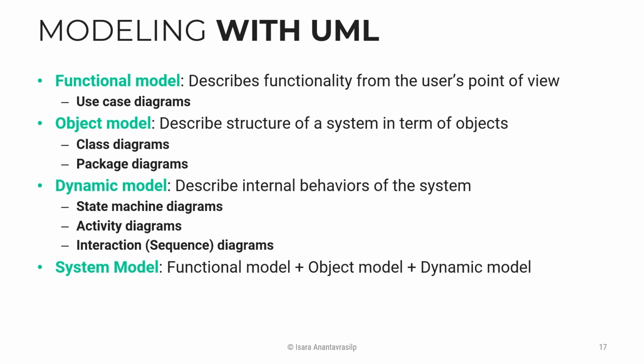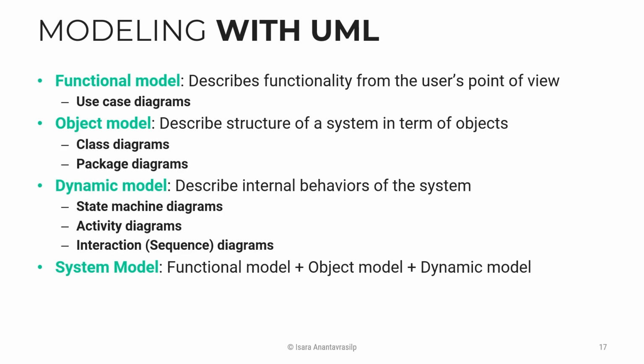And next is the dynamic model. The dynamic model describes the internal workings or behavior of the system. The object model describes the components, what the components are. The dynamic model explains how these components work together. You can use sequence diagrams or interaction diagrams. You can also use activity diagrams, or you can use state machine diagrams. And we are going to learn how to use these diagrams within this course.